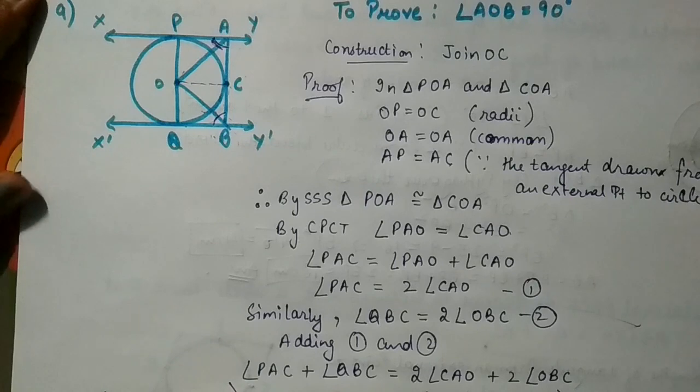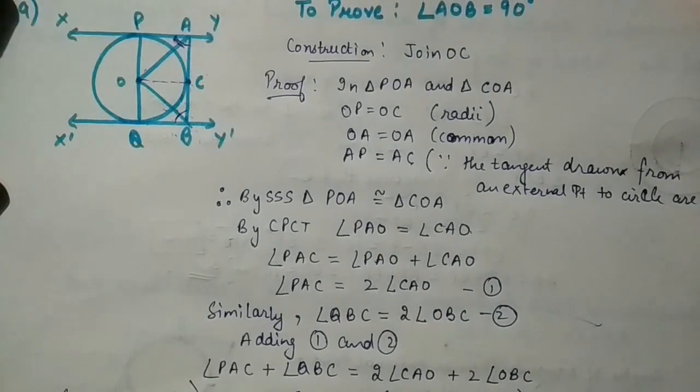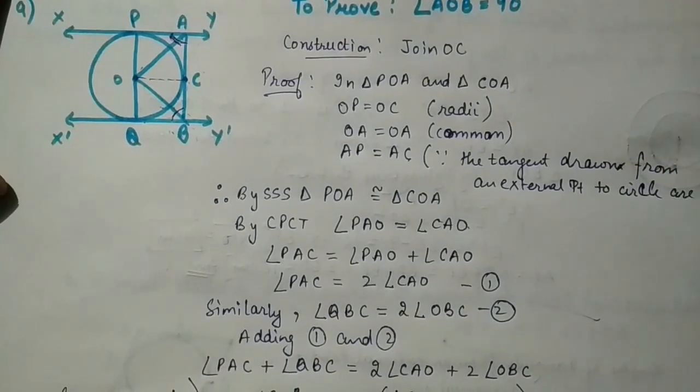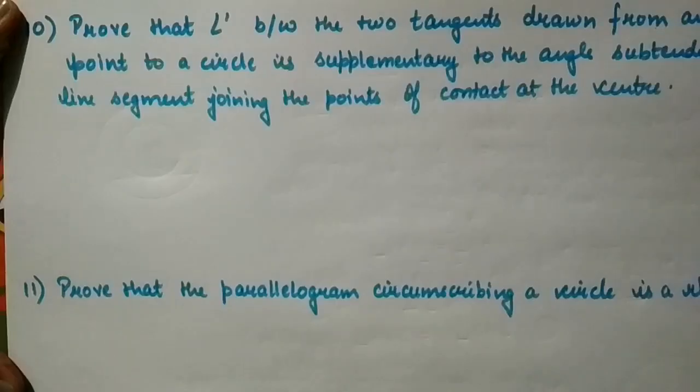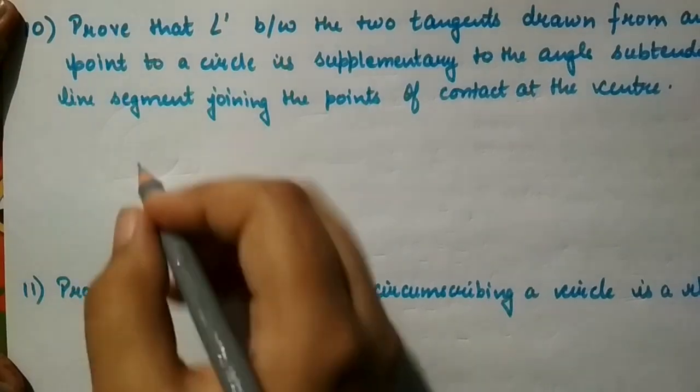So this is the solution of 9th question. This is important question. Now we will do 10th question. Prove that angle between the two tangents drawn from an external point to a circle is supplementary to the angle subtended by the line segment joining the points of contact at the center.